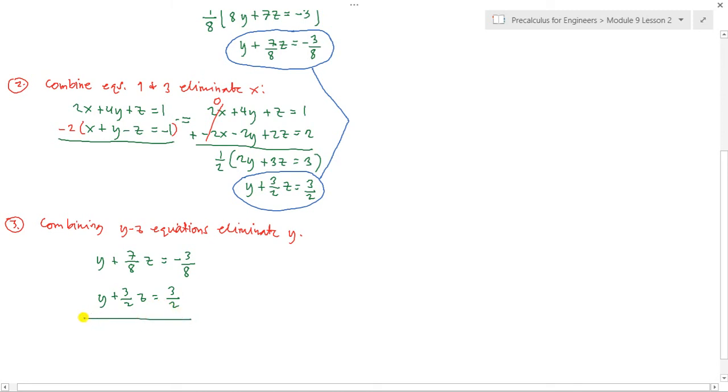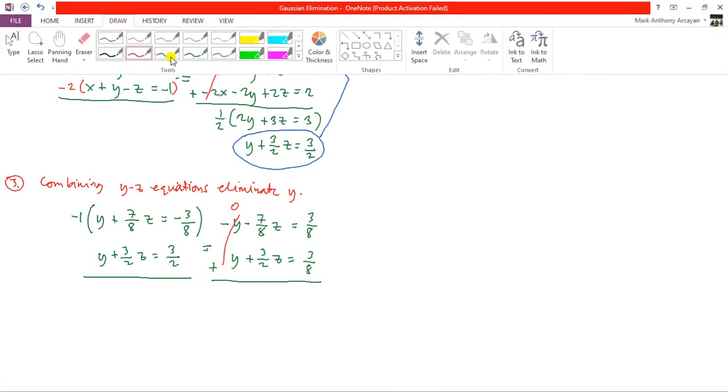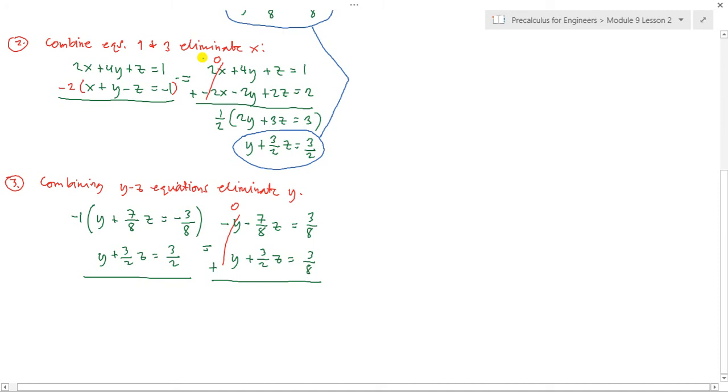In order to eliminate y, just multiply negative 1 to either of these two. Anyways, ma-eliminate man gihapon si y. So I'll just choose the first equation. So magiging negative y minus 7 over 8 z is equal to positive 3/8. Then the second one still remains its value and its expression. Now we are ready to add. So ma-eliminate na si y, magiging 0 na siya. Then i-add nimo negative 7 over 8 plus 3/2.